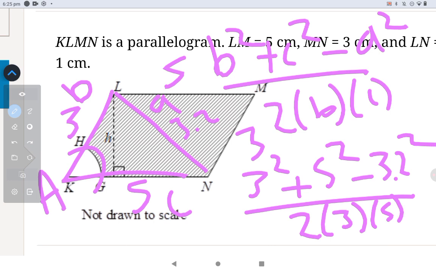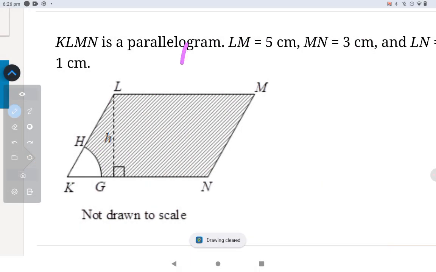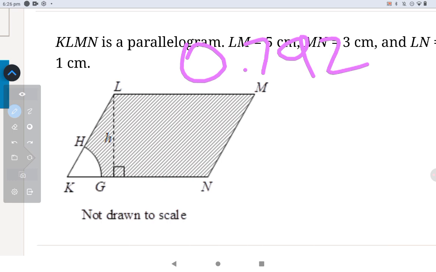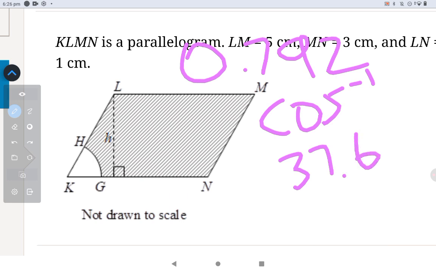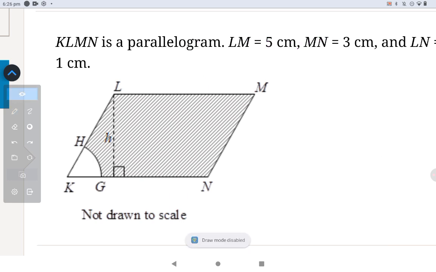Now when we put that on the calculator, we will get 0.792. But remember, this is cosine rule. So we need to do shift cos, so cos inverse. Shift cos of 0.792 is going to give you 37.6. They wanted to the nearest whole number, so that's going to be 38. That's it for that one.